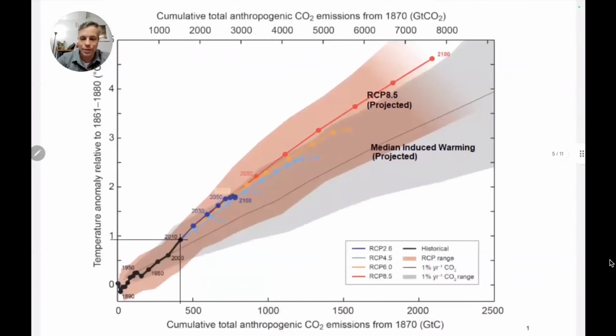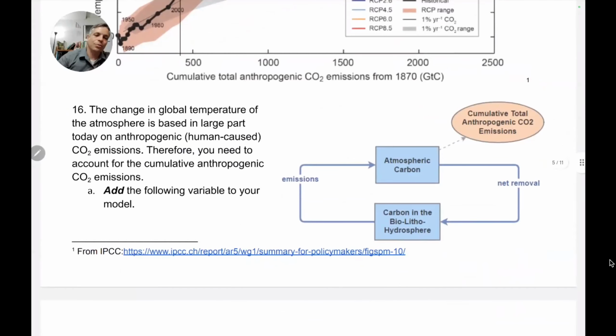Let's skip ahead. There we go. So this is what their model ends up looking like, minus this cumulative total anthropogenic carbon dioxide. So they end up putting this carbon in the biolithohydrosphere stock: bio for the biosphere, litho for the Earth's crust where fossil fuels are and such, and then the hydrosphere, like our oceans.